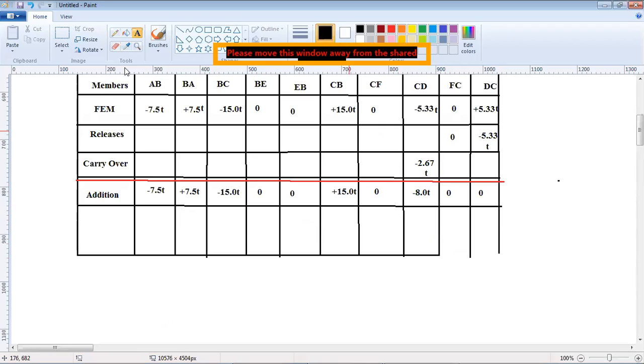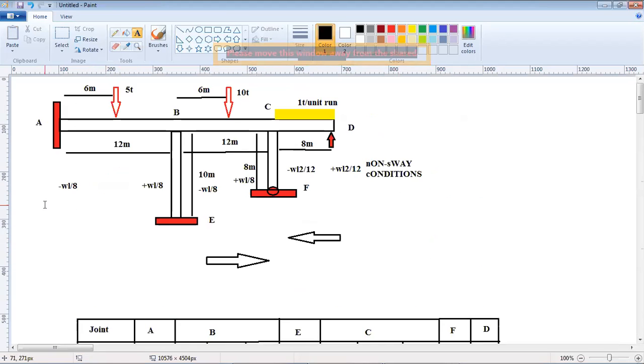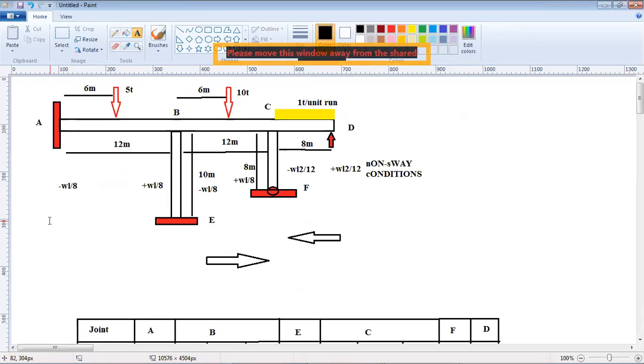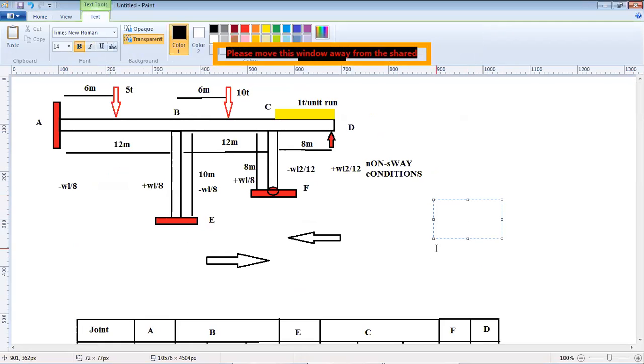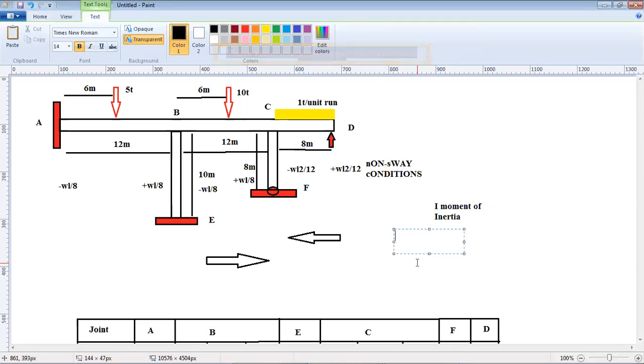Thereby, what do we do? We do the distribution at this point. Now, give me an idea of how we calculate the distribution factor here. Let us say that the moment of inertia of the whole frame is I. Now, can you do the distribution here? How? You have to calculate the stiffness factors of all elements.